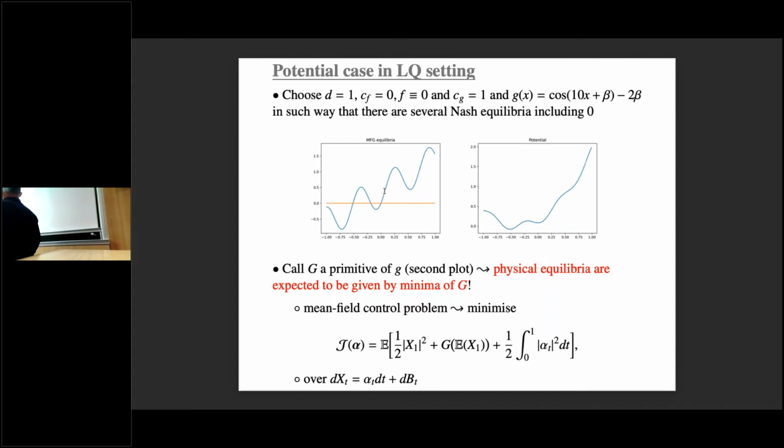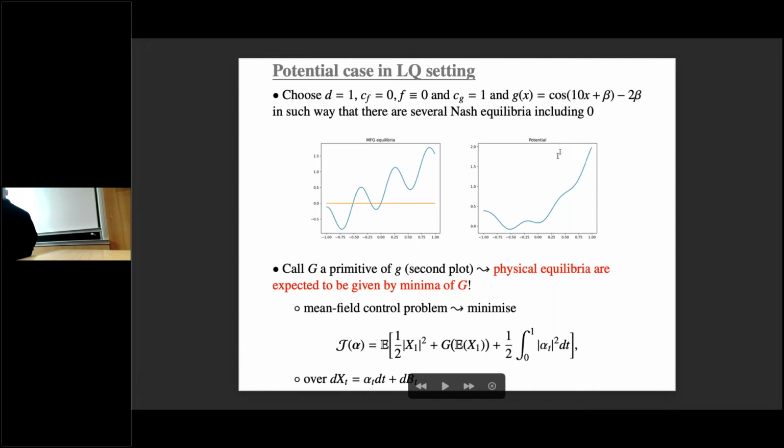So this is another instance. You take the same model as before with d equal to 1. There was no running cost, so c_f was equal to 0, f is equal anyway to 0, c_g is equal to 1, and g(x) is this very complicated cos(10x) minus 2 beta. Don't care about the shape, this is just to have nice pictures below.